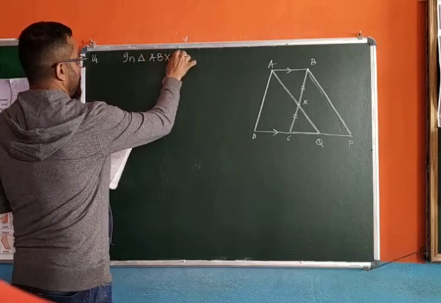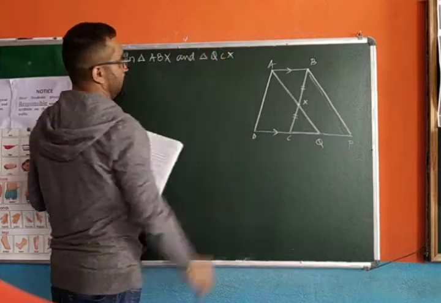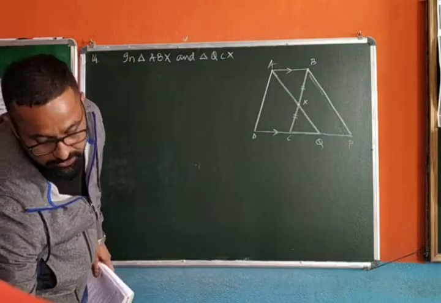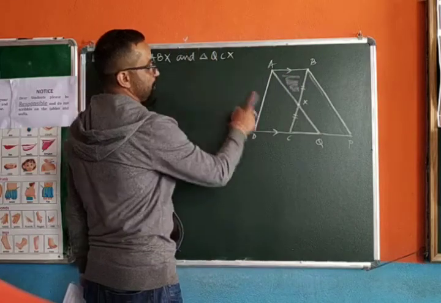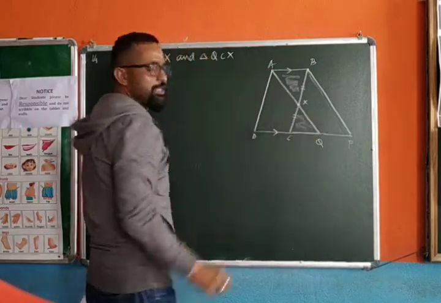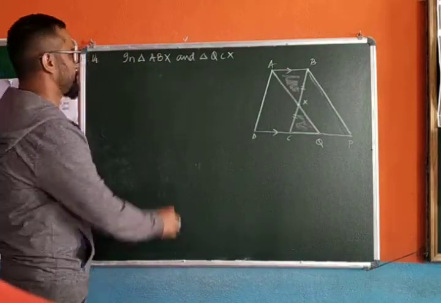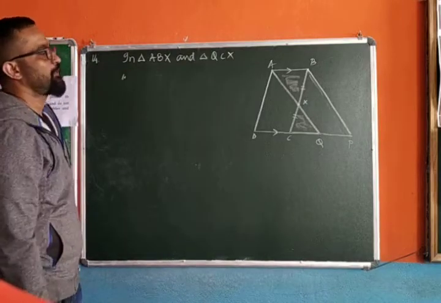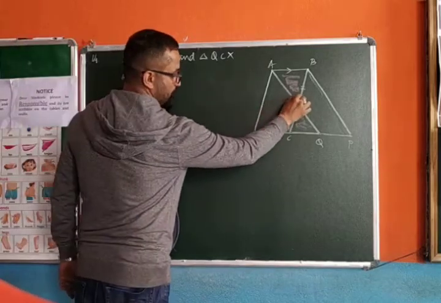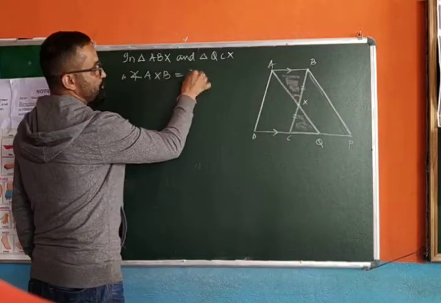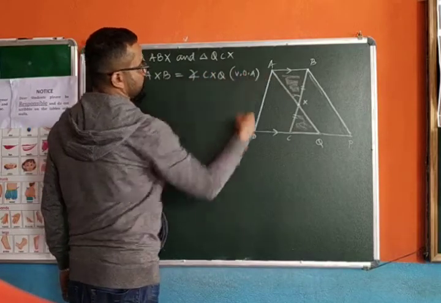ABX and triangle QCX. You need to prove these two triangles congruent, ABX and QCX. We can easily prove this using the properties of congruency. First one, we write angle AXB is equal to angle CXQ, vertically opposite angles.